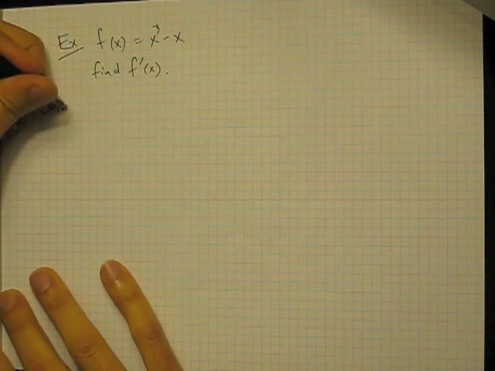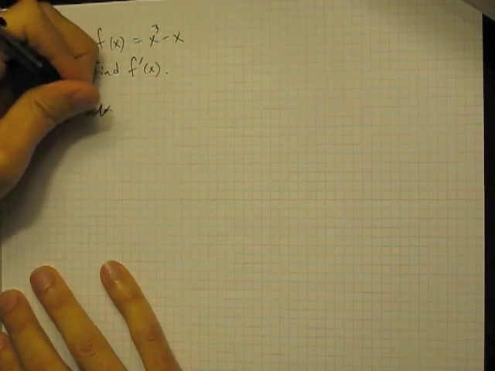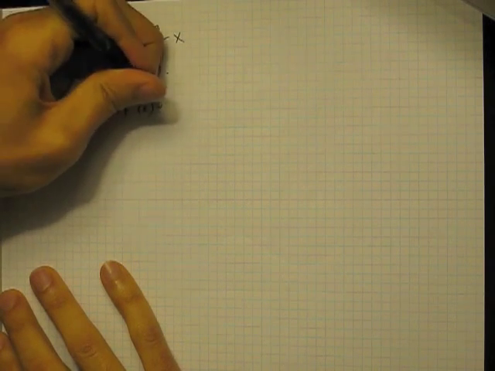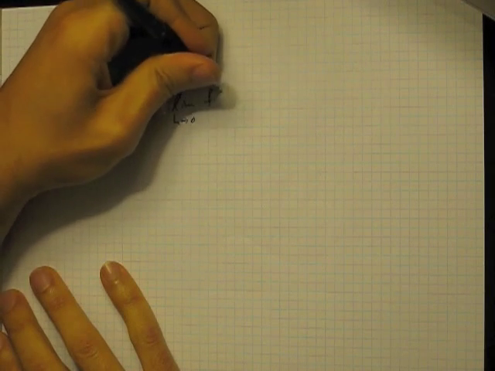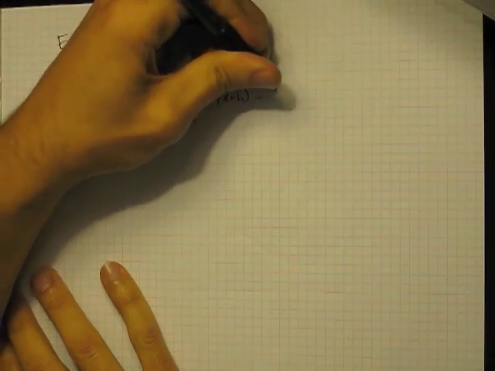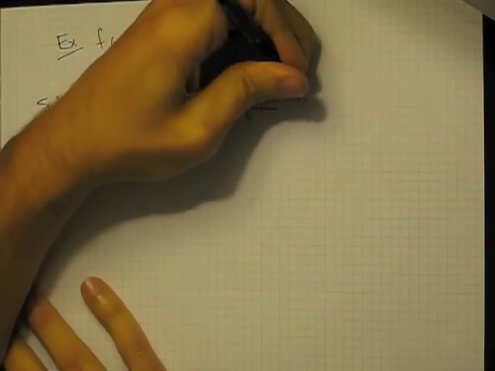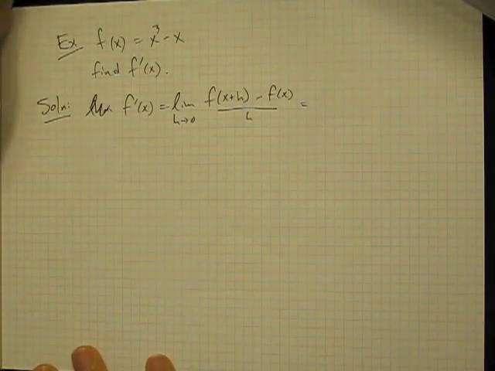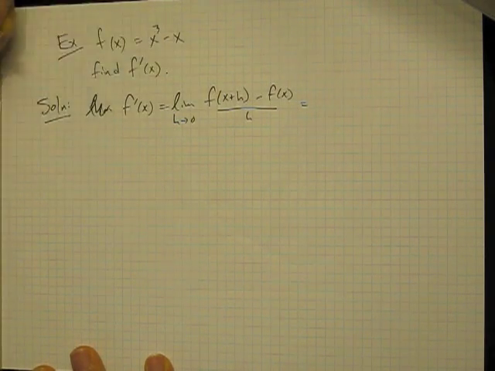Okay, so the solution to this, the answer, is the limit. So f prime of x equals the limit as h goes to 0 of f of x plus h minus f of x, over h. You'll get pretty good at this by the end of the term. So let's plug in what we have here. f of x plus h means plug in x plus h everywhere you see x.